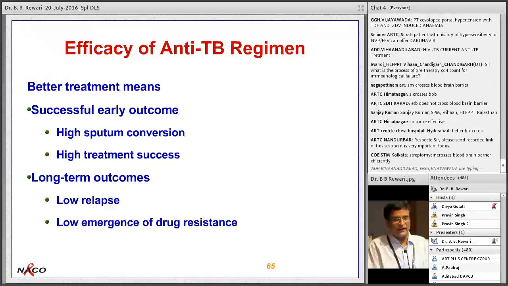What is then high treatment success? Sputum conversion at 2 months is also a success, but what is high treatment success? It is basically sputum positive patients who become sputum negative at the end of 2 months and also at the end of treatment. When they are sputum negative at 2 months and at the end of treatment, it is a treatment success. But besides this, we also want a low relapse rate and also emergence of low drug resistance. Drug resistance should be minimized in such cases.